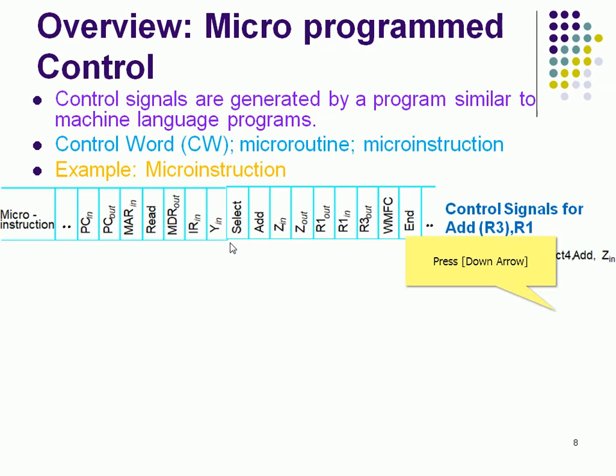How can we advance? We can increment by 4. Since we assume a 32-bit instruction, the 4 bytes need to be advanced. Select 4, add. What is add? Add means the contents of the program counter will be added with the value 4. So the 4 will be added to the contents of the program counter. So the PC out is there now.